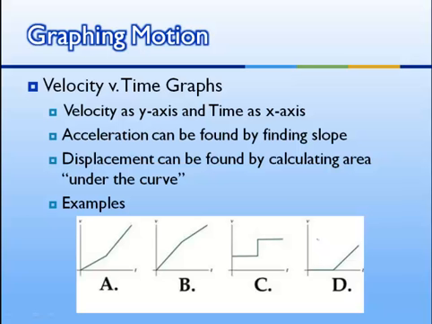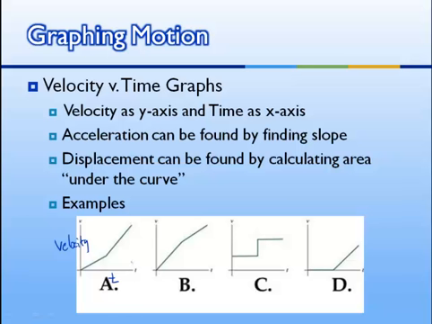The third type of graph is actually the most useful for us because it can tell us quite a bit about the motion of an object. It's a velocity versus time graph. Instead of putting position along the y-axis, we have velocities along the y-axis, and of course, time along the x-axis.